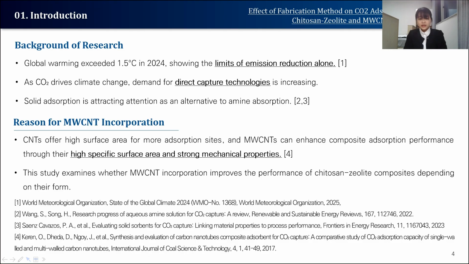As the climate crisis intensifies, direct CO2 capture is becoming increasingly important. Although conventional amine absorption is effective, it still has drawbacks such as high cost, corrosion, and high energy demand. For this reason, reusable solid absorbents have attracted attention as a promising alternative. To improve the composite performance, I introduced multi-walled carbon nanotubes. Because MWCNT have a high surface area and strong mechanical properties, they were expected to improve absorption sites and structural stability.